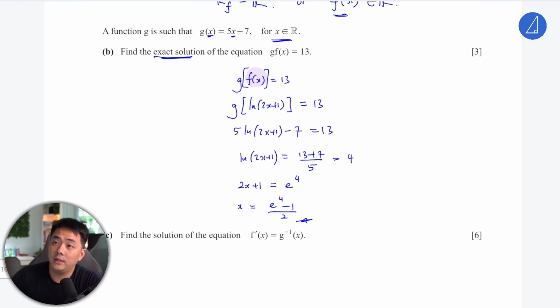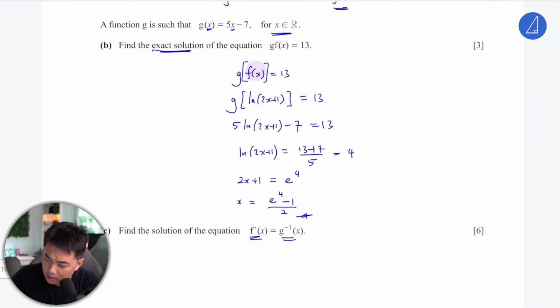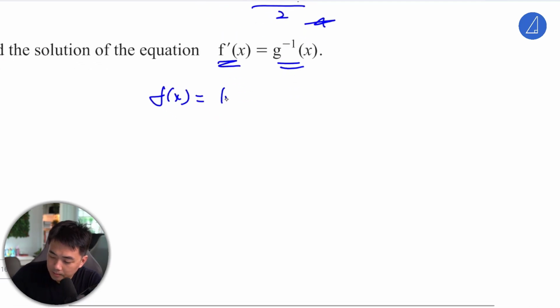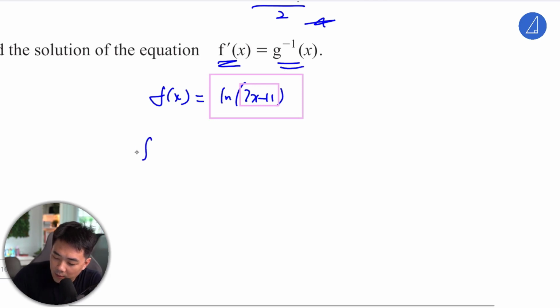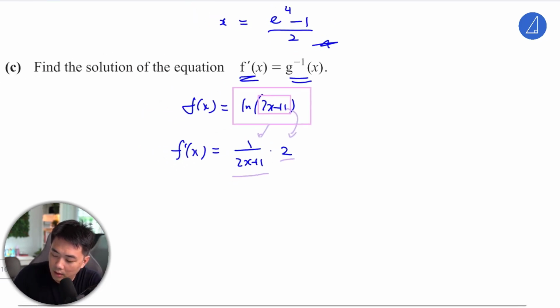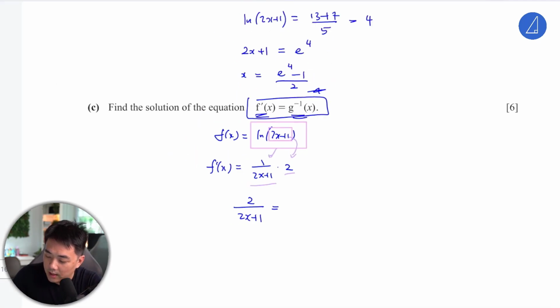Then we look at part C. Find the solution of f prime x equals g inverse of x. So I'm going to find f prime x first. f(x) equals ln(2x+1). Using outer layer, inner layer, f prime x will be 1 over 2x plus 1, chain rule, multiply by 2, and we'll get 2 over 2x plus 1. It's not too bad. Then we plug into this equation here, 2 over 2x plus 1. We need to find g inverse x.